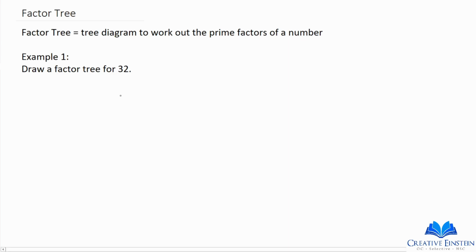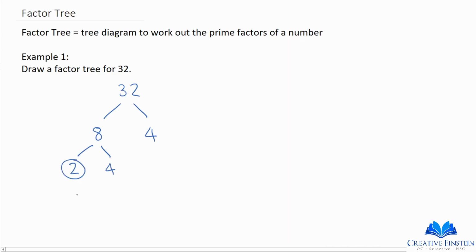So at the top of my tree is 32. I have two branches that come out and I need to work out two numbers that can make 32. It doesn't really matter which ones you choose as long as their product is 32. So I'm going to choose 8 and 4. Now the 8 and 4 are not prime numbers, so we can keep adding branches to them until we do get prime factors. So factors of 8, 2 and 4.